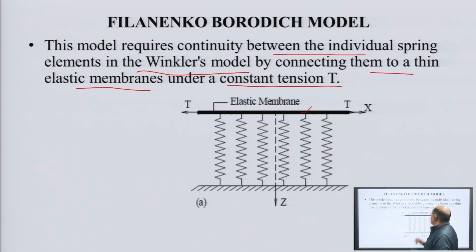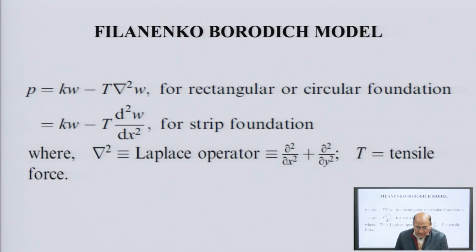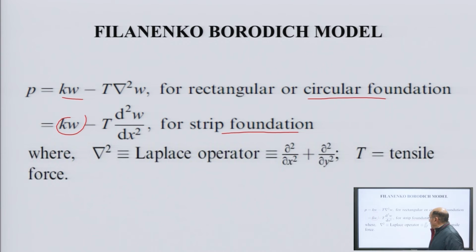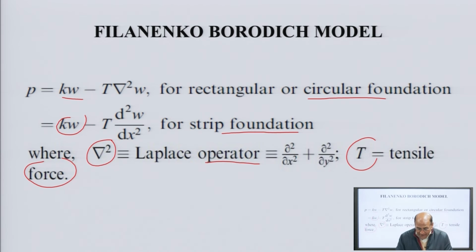So, this is the elastic membrane that has been used by the Filonenko-Borodich model. And this can be represented by P equals KW minus T del square W for the rectangular and circular foundation, and KW minus T d square W by dx square for the stiff foundation, where del square is the Laplace operator, del 2 by del x square plus del 2 by del y square, and T is equal to the tension force. So, this is the second model of elastic behavior of soil.